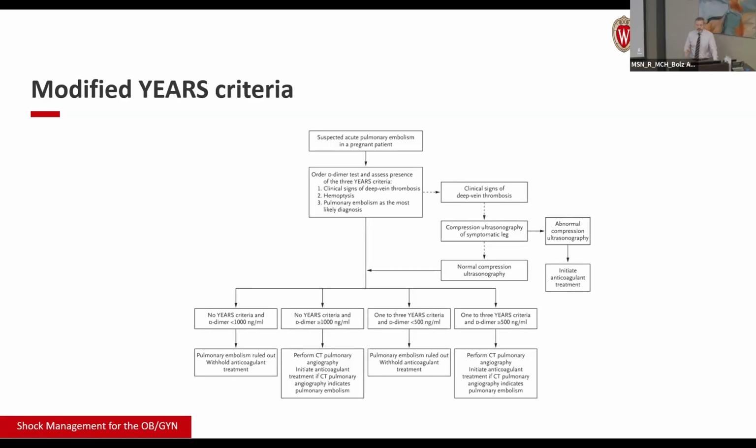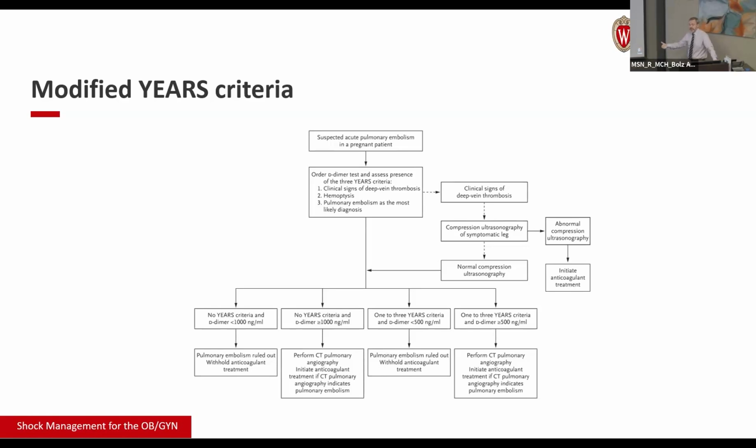And basically what it is, do they have clinical signs of a DVT? If they do, scan their legs, okay? Do they have hemoptysis? And then do you think pulmonary embolism is the number one cause, okay? So if you have any one of those three, that's a positive YEARS criteria, okay?